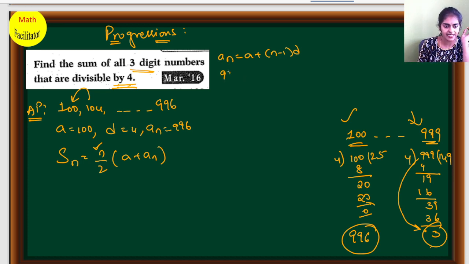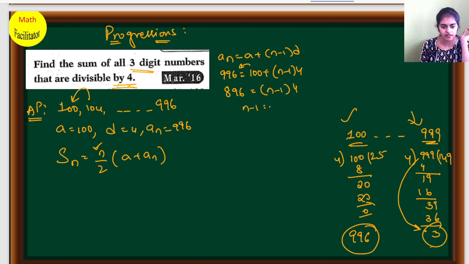So an is 996 equal to a is 100 plus n minus 1 into d is 4. Transpose 100 to the other side. So 996 minus 100 is 896 equal to n minus 1 into 4.